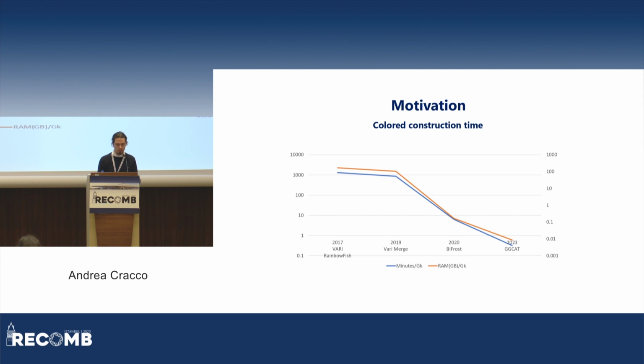Here's a quick example and review of the time that is required to process about 1 gigabase of bacterial genomes. And as we can see, in the various years, various tools were proposed. Bifrost in 2020 was able to reduce the needed computation time by almost 2 orders of magnitude. And today, we're presenting a new tool that is able to give another order of magnitude of speed up.